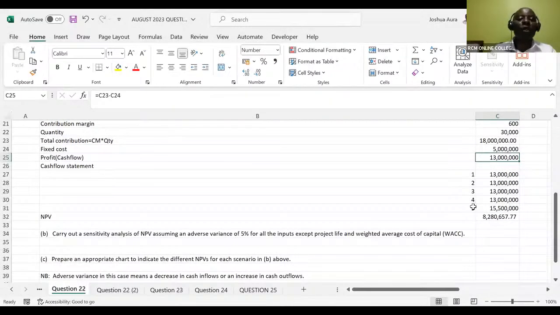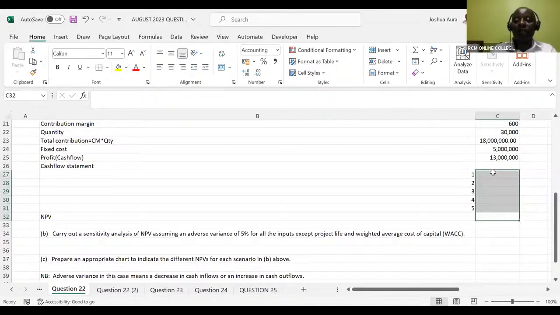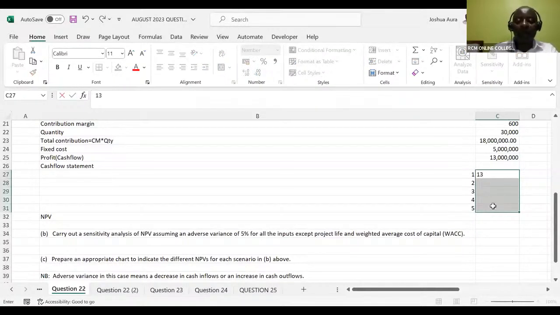So I've got year 1 to year 5. I've got here my 13 million that I'll come and write. I'm writing these things physically. Don't even go for a shortcut. So in this case here we have, ladies and gentlemen, our 13 million.